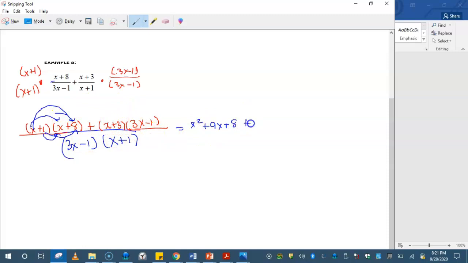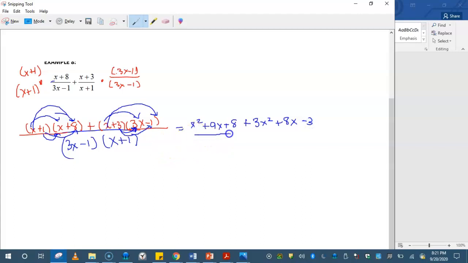This is all plus, x times 3x is going to be a 3x squared. And then x times negative 1 is a negative x. And then a 3 times 3x is a 9x. So a 9x and a minus a negative x, right, is going to be an 8x. So we know this is plus 8x. And then my last one, a 3 times a negative 1 is negative 3.